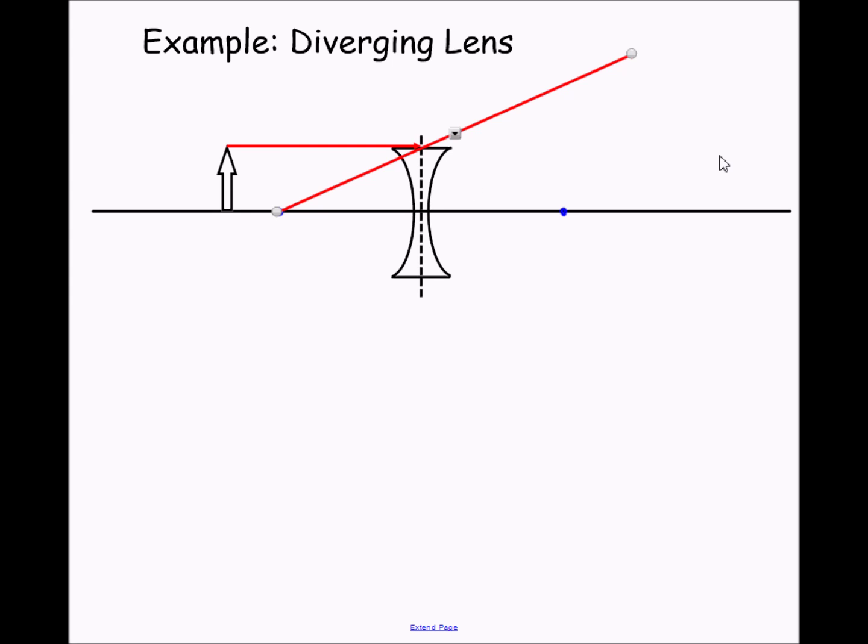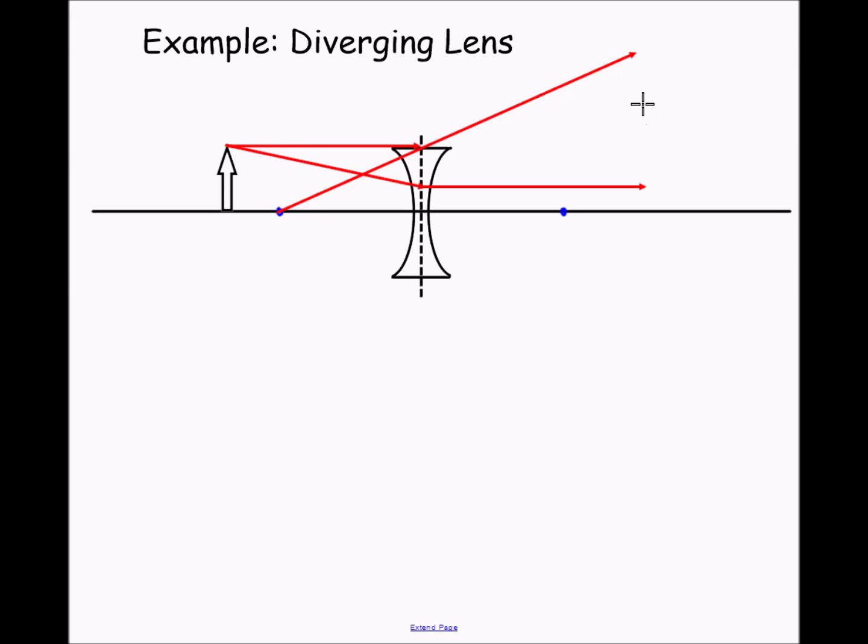for our next ray. The next ray would go from the top of the object through the near focal point to the lens, but I actually need to involve the far focal point. So this is sort of weird. I'm going to go toward the far focal point, but instead of actually getting to the far focal point, I'm going to stop at the lens. And then when it gets to the lens, it goes parallel to the principal axis.